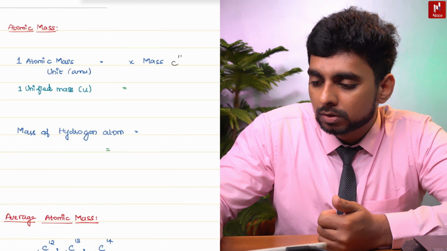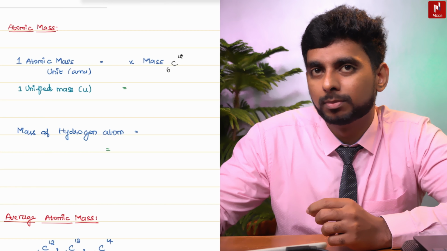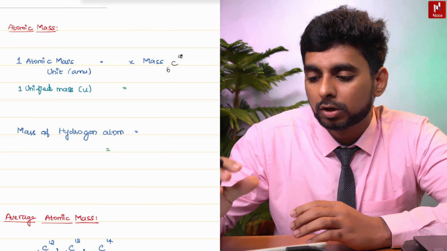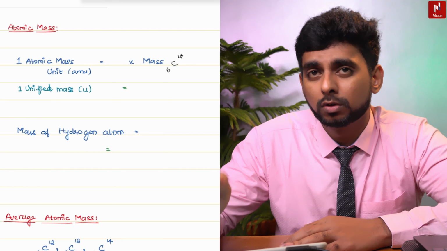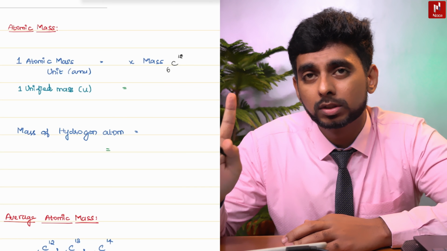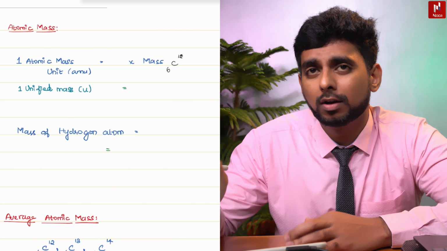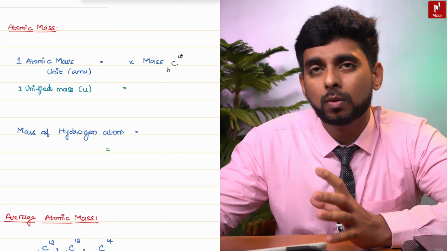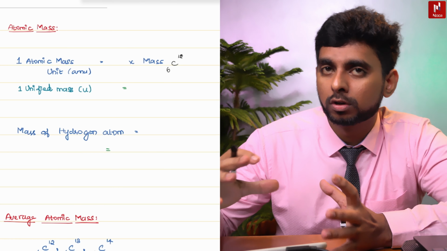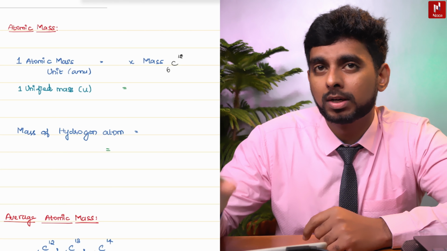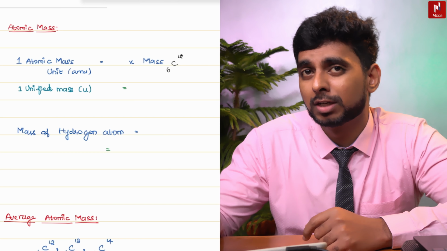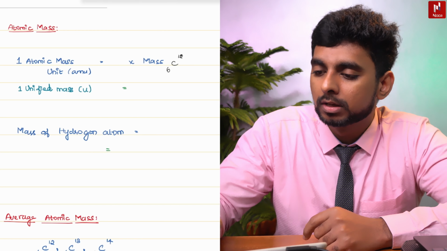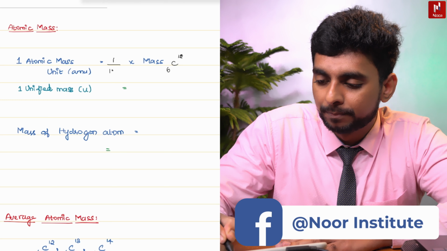Got it, right? You should know this one from the lower grades. So here, to get the value of one atomic mass unit, I just took one atom of C12. Here you have 12 nucleons, a combination of protons and neutrons. Then I'm going to divide it by 12, because you have 12 nucleons in it, right?